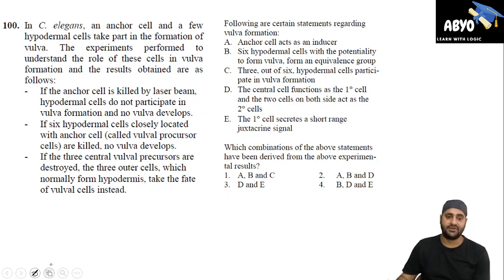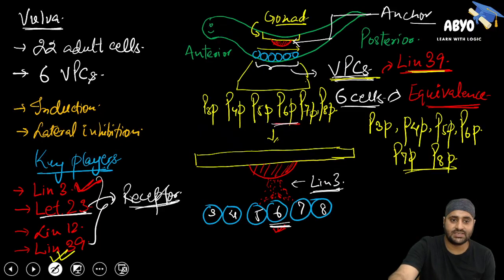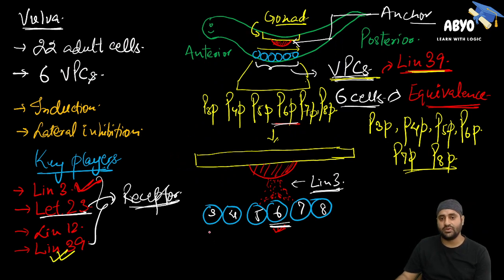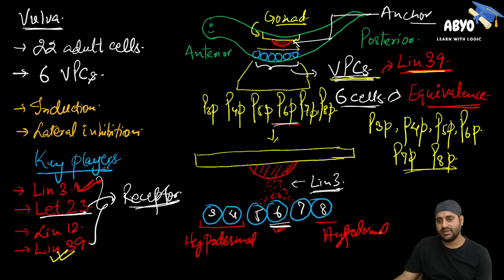Okay, let us see some previous year question. So here what do you see? In C. elegans, an anchor cell and a few hypodermal cells take part in the formation of vulva. One important point I just forgot to explain to you about the fate of these 3, 4 and 8 cells, right? 3, 4 will become hypodermal cells as usual, and here also hypodermal cell as usual, and these 3 will become primary and secondary vulval cells.